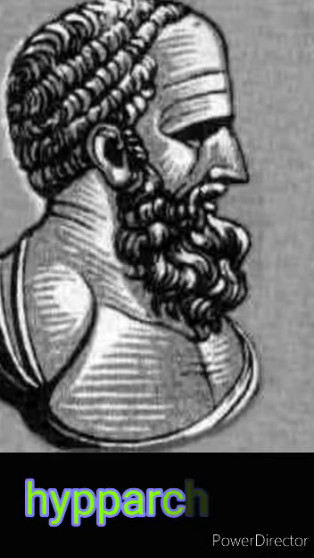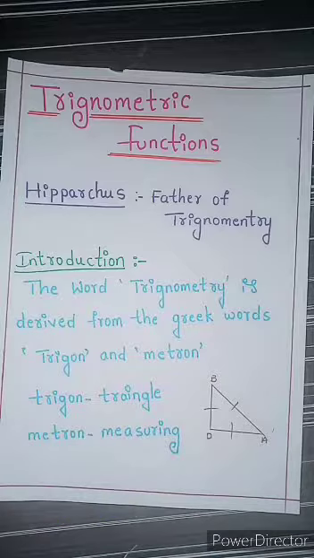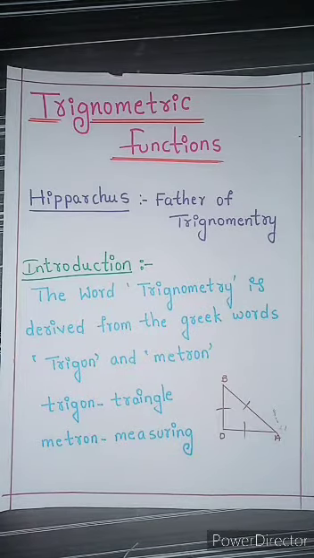So Hipparchus is known as the father of trigonometry, and the word trigonometry is derived from the Greek words trigon and metron, which means measuring the sides of a triangle. So here trigon means triangle and metron means measuring. So trigonometry means triangular measurements.